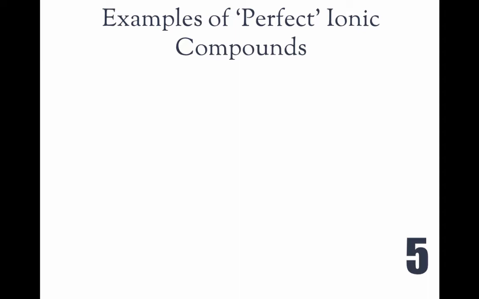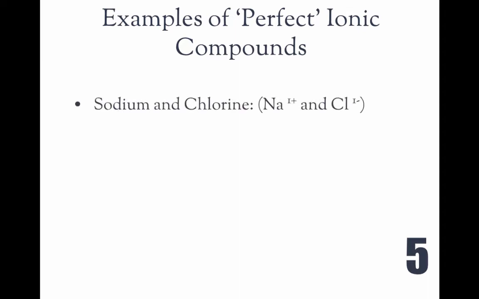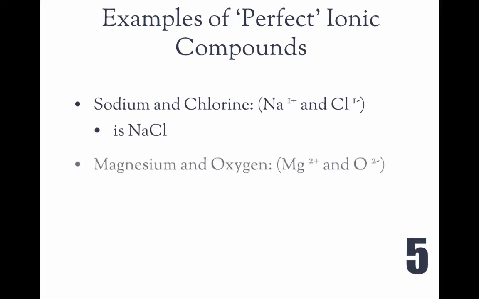All right, these are examples of perfect ionic compounds: sodium and chlorine. Sodium is Na, which is a 1 positive. Chlorine is Cl, which is a 1 negative. They combine together to make NaCl. Notice that the positive did come first.